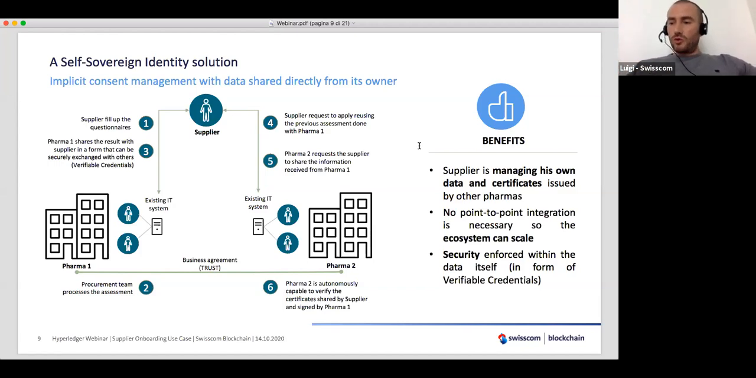Meaning, you do one single integration, and then you can benefit from the fact that as more the ecosystem grows, the more you will be capable to talk in a secure way with all the participants of this ecosystem without having a point-to-point integration, and also relying on the security of the data itself thanks to the format of the verifiable credential, which is secure in its nature.